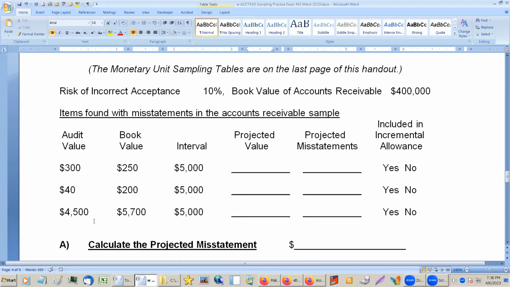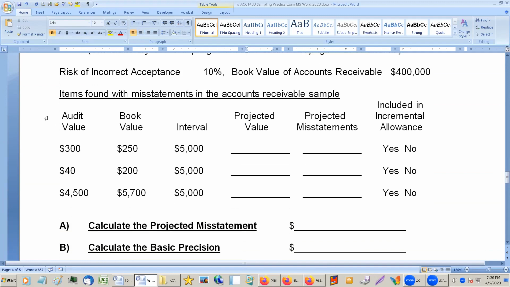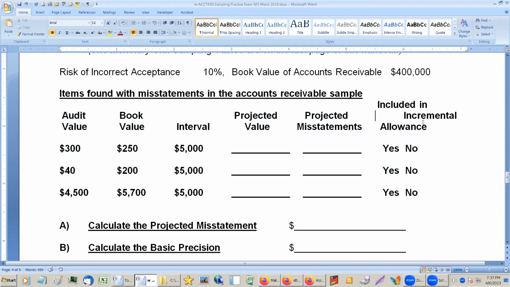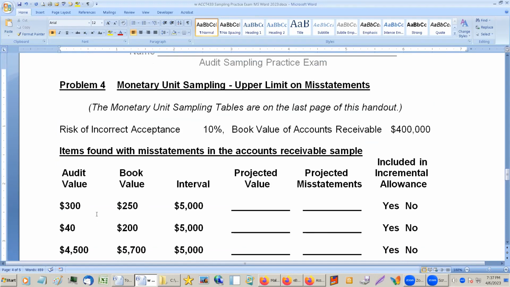Now this first part here actually is going to cause the most grief to most people. I hope I'm wrong. I hope everyone gets it 100%, but in the past, this has been the kicker. Okay, first one. The audit value is higher than the book. This is an overstatement. This method is not supposed to find overstatements, and when it does, it ignores them. Projected misstatement is 0.